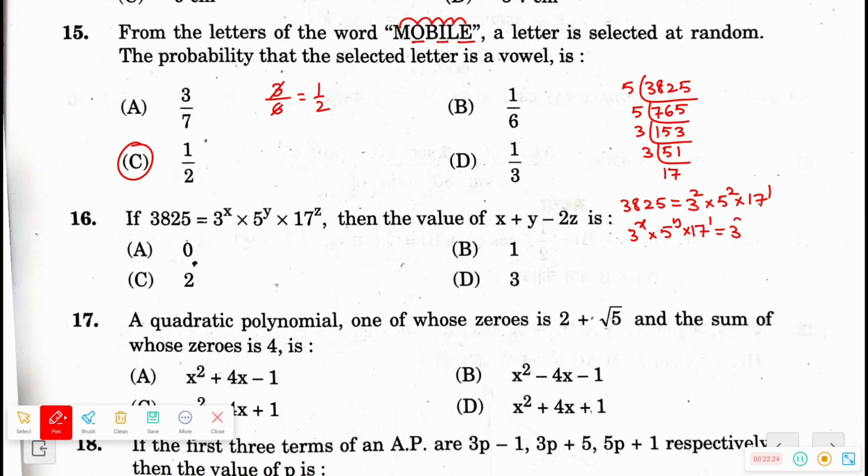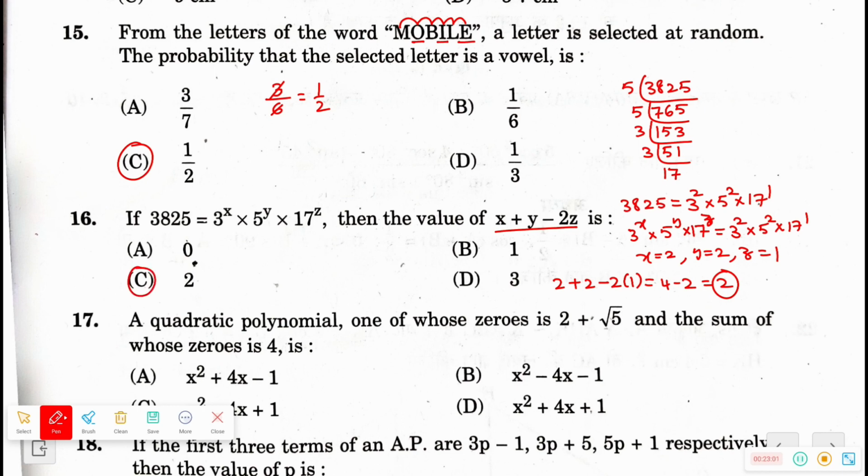So that is equal to, we can equate it to 3 to the power of 2 into 5 to the power of 2 into 17 to the power of 1. So by this we understand x is equal to 2, y is equal to 2, z is equal to 1. Now substitute x, y, z values in this. We get 2 plus 2 minus 2 into 1, which is 4 minus 2, which is 2. Answer 2. Answer 2 is option C.